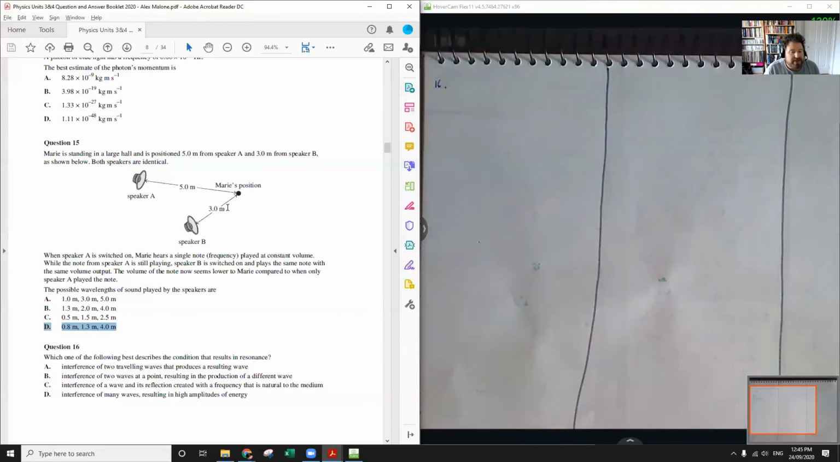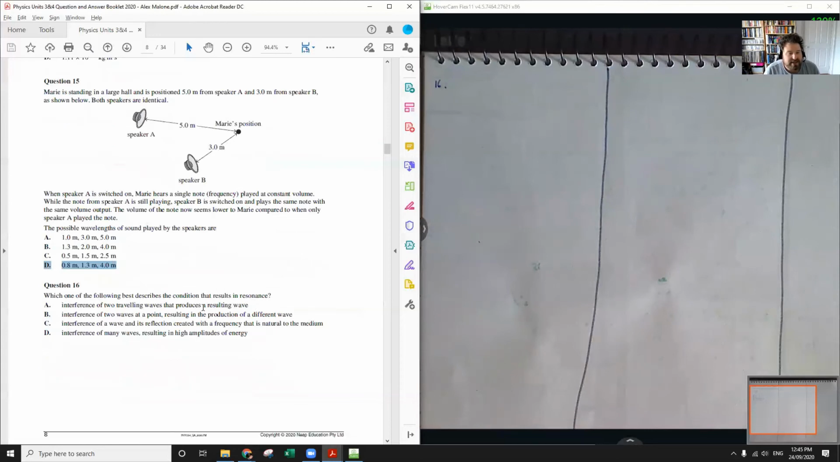All right. Which one of the following best describes the condition that results in resonance? Interference of two traveling waves that produce a resulting wave. That's just superposition. Interference of two waves at a point resulting in the production of a different wave. Also just superposition. Interference of a wave and its reflection created with a frequency that is natural to the medium. Yeah, I'm not sure how explanatory it is, but it's better than the others so far. Interference of many waves resulting in high amplitudes of energy. Okay, so that one there kind of suggests that it's just because we got lots of waves rather than anything to do with having the correct frequency.